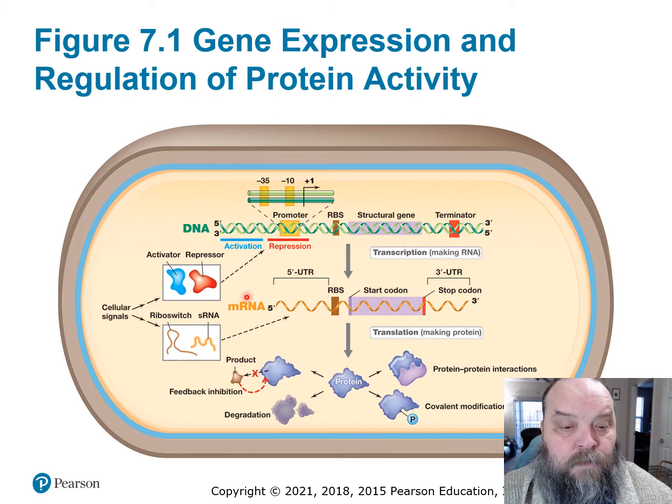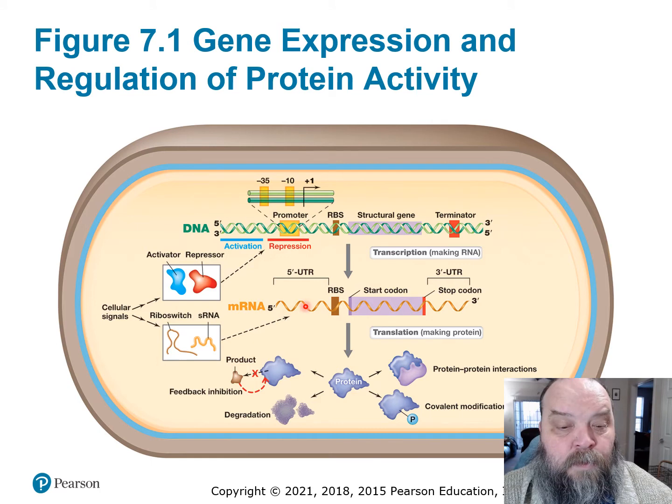Transcription takes place. You now have messenger RNA. Notice there's no pre-mRNA here. There's no talk of introns, exons, spliceosomes, any of that. Here's a level of control. Who can bind here? Who can recruit in RNA polymerase? Another level of control: these signals could turn on silencing RNAs and riboswitches.